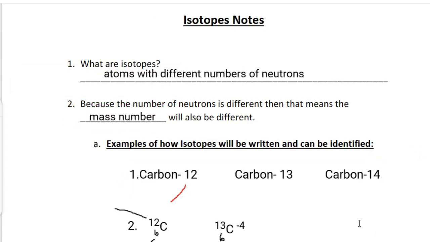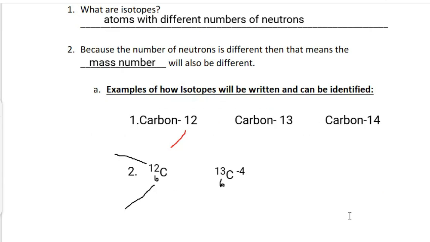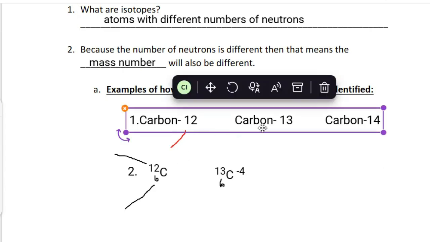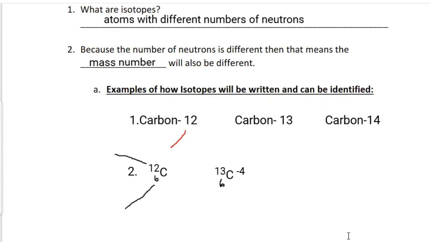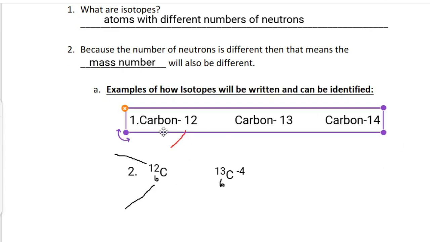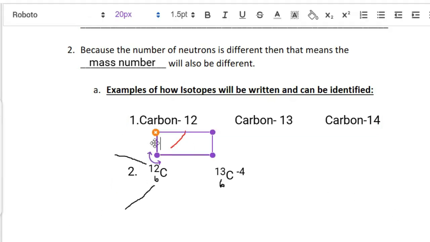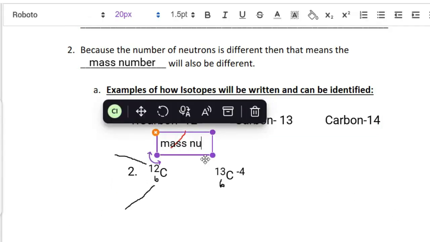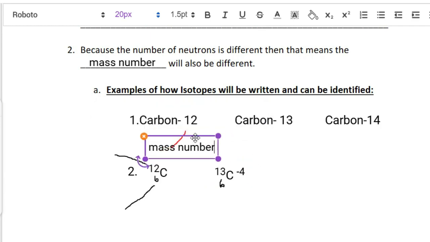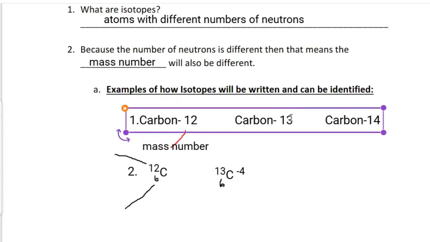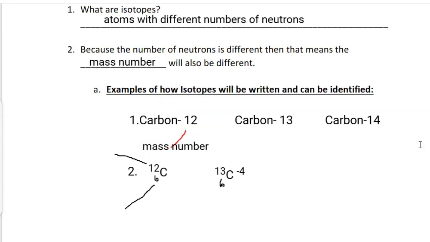So some examples of what isotopes look like and how they can be written. So I've got carbon on here. It's got 3 isotopes. We've got carbon 12, carbon 13, and carbon 14. So if you notice, your element is written first, followed by a dash and the mass number. So 12 is going to be the mass number, 13 is the mass number, and 14 is the mass number. Okay, so these are 3 different isotopes of carbon.